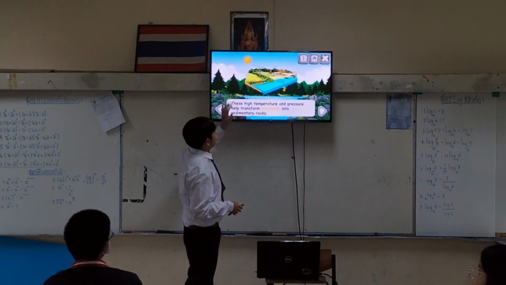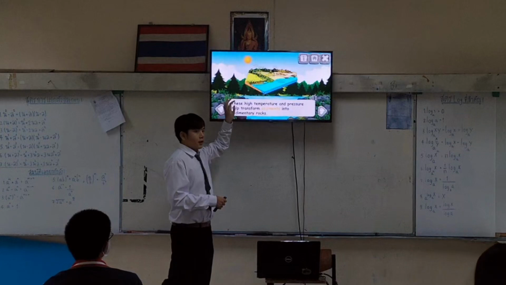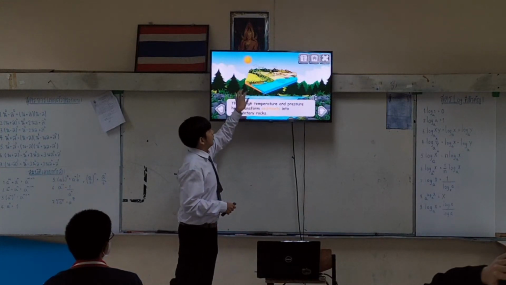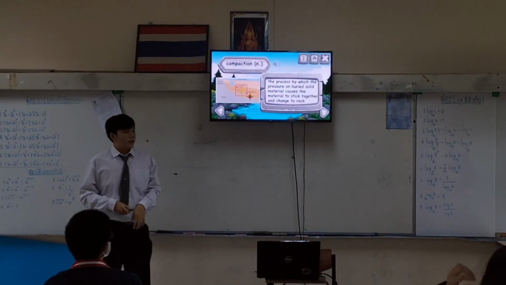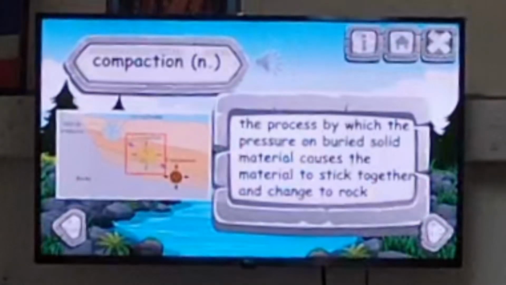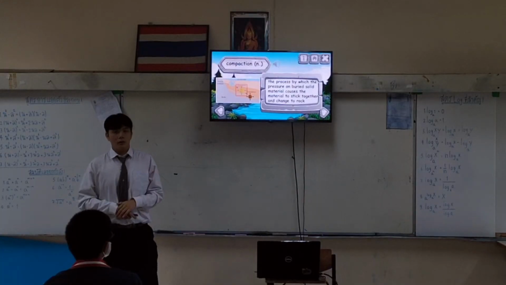With the high temperature and the pressure, it helps sediment to become sedimentary rocks, like you see in the picture. All of it is high temperature. And here is the next word. Compaction. Compaction. Okay, now your turn.